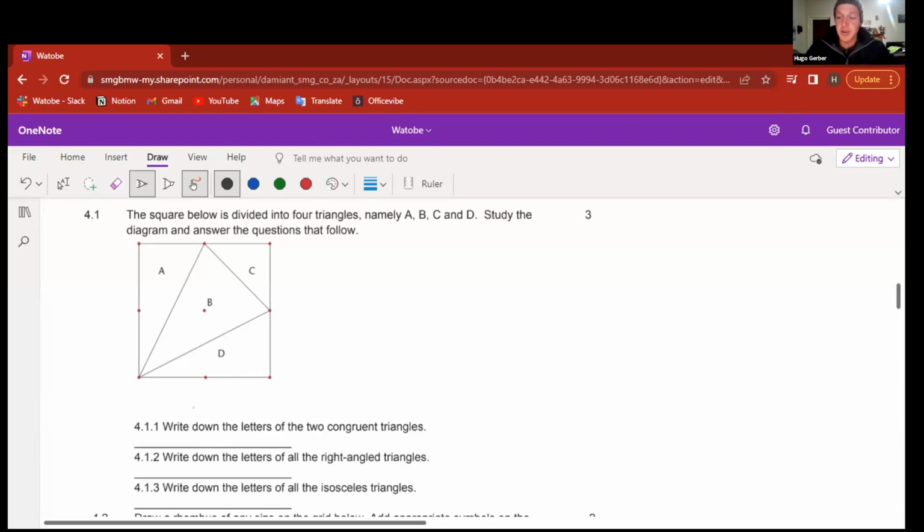Okay, let's run through this. In the chat, 4.1.1, the letters of 2 congruent triangles. Let's do 4.1.1 in the chat. B and C, nope. A and D, yes. Thank you for all the answers coming in. It's going to be A and D.